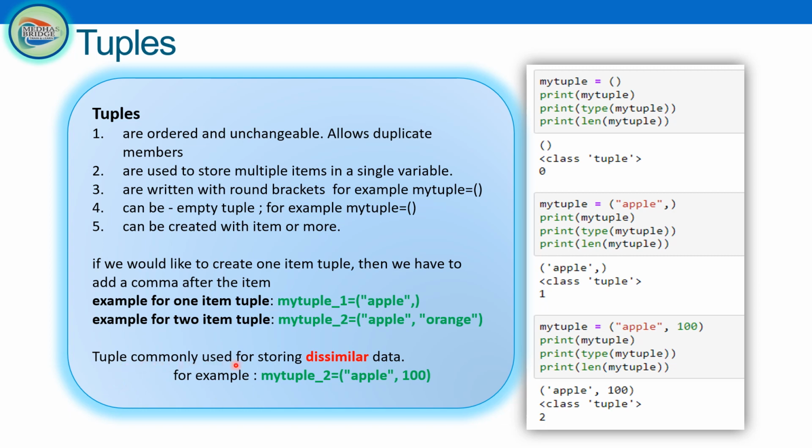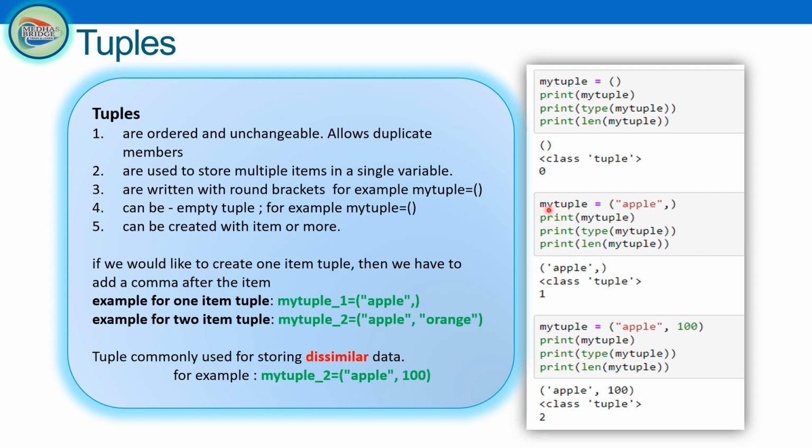Tuple is commonly used for storing dissimilar data. See, we have items which are from different data types. Here is an example. My tuple is an empty tuple. Print my tuple, print type of my tuple and print length of my tuple. Here is the output. Empty tuple, type of tuple and size of my tuple.